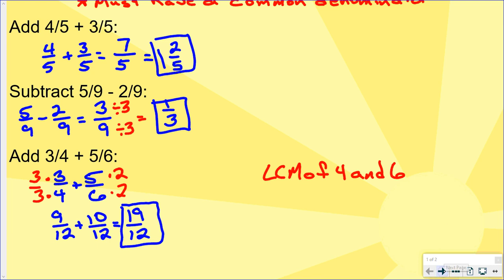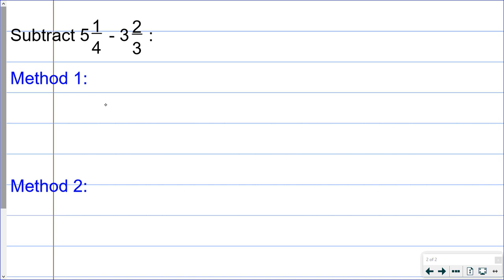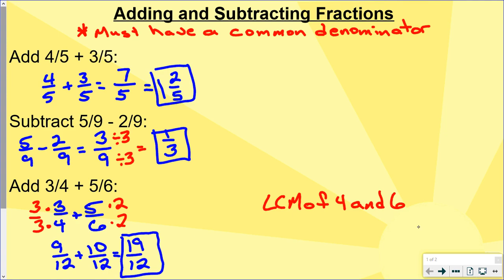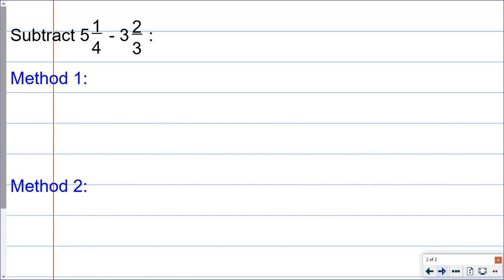All right, so let's look at subtraction now. So I'm going to show you 2 methods for subtracting this. All right, now keep in mind, if it wasn't a mixed number, you would just do the exact same thing that we did here, right? I did the subtraction there. So what we're looking at here is with mixed numbers.